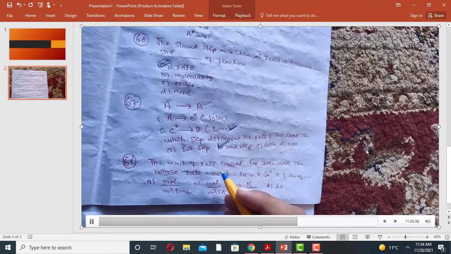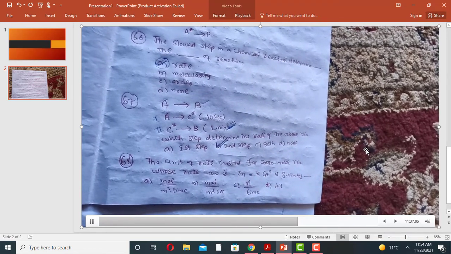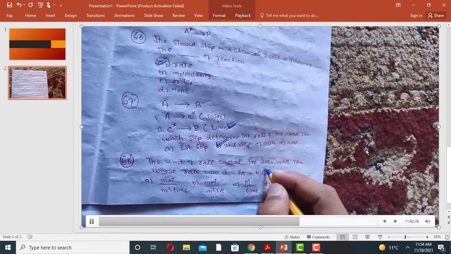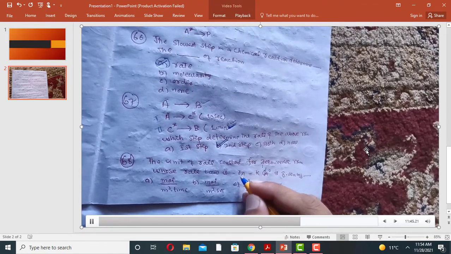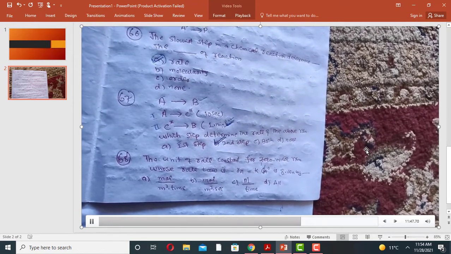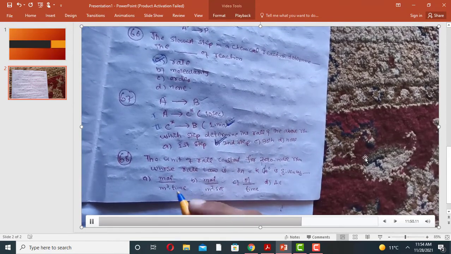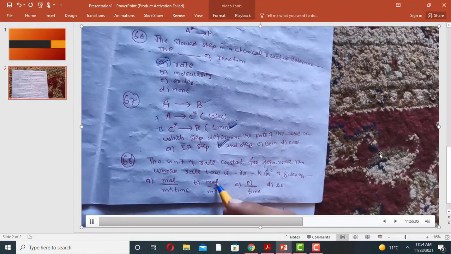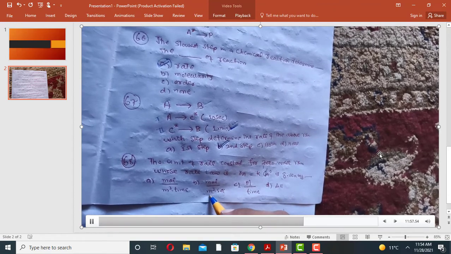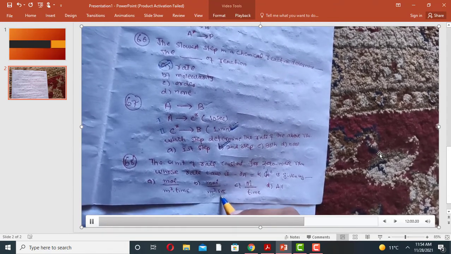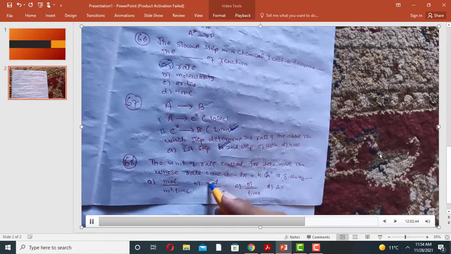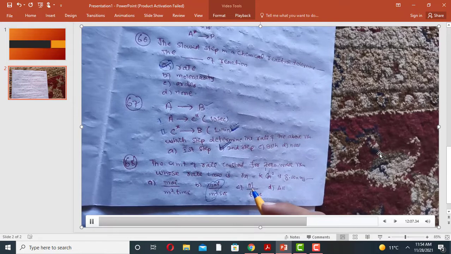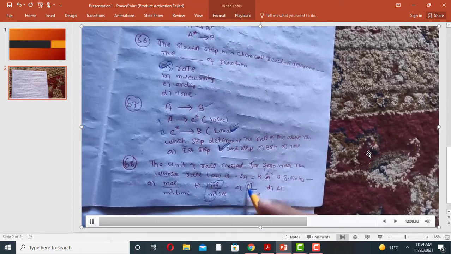The unit of rate constant for a zero order reaction, whose rate law is minus Ra is equal to K Ca to the power 0, and this will be equal to 1. K is equal to rate, and rate is nothing but mole per unit volume into per unit time. Mole per unit volume is nothing but molarity, and this is the time. This is mole per cubic meter into second, and mole per meter cube is nothing but molarity, or mole per liter is molarity. So this is the molarity into time.